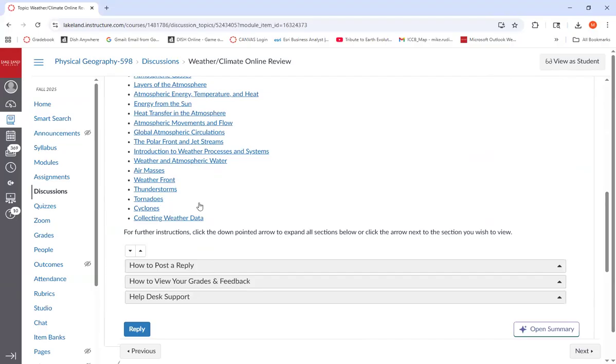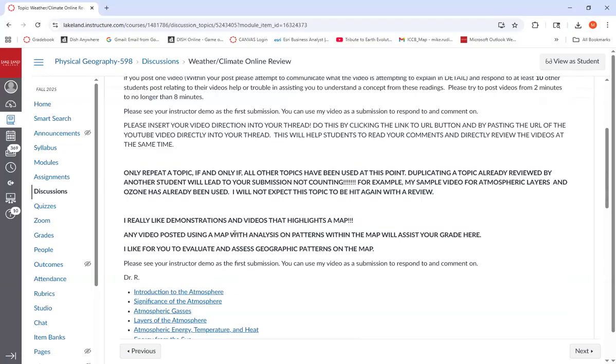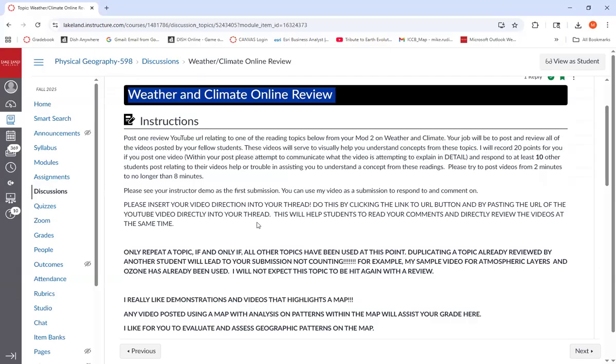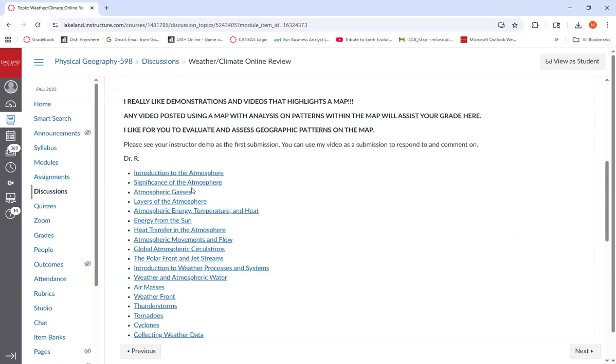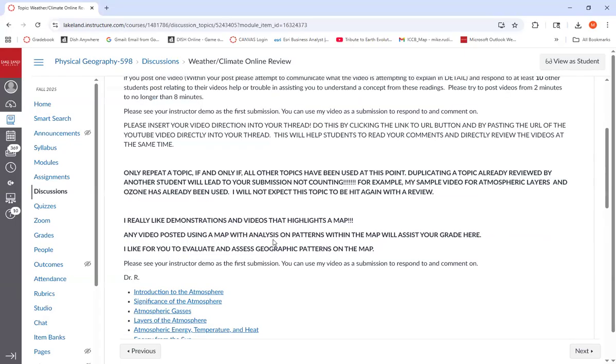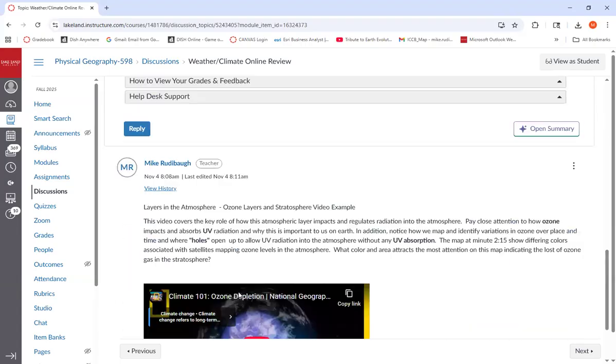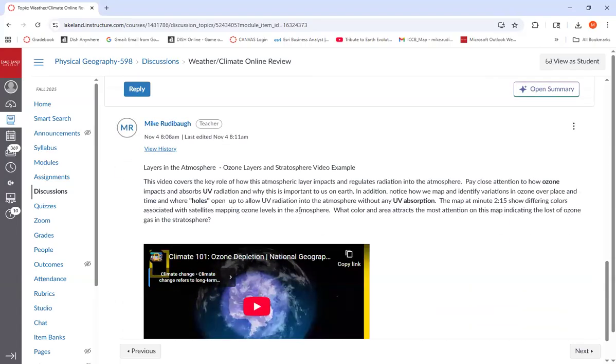You're to pick one of these topics, and you are to either post a YouTube video or a map that you think captures one of these topics, and then you have to summarize it. I have captured how to post an embedded video here about layers in the atmosphere, and I specifically targeted understanding ozone depletion.